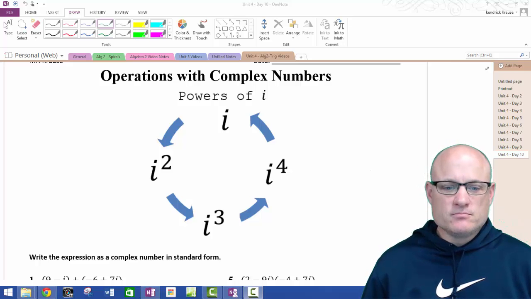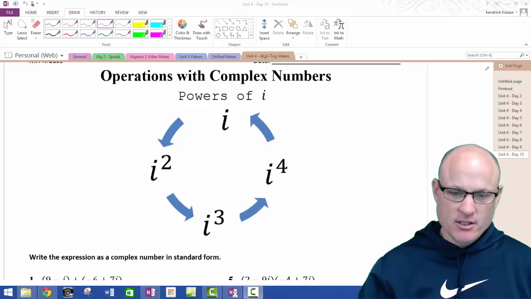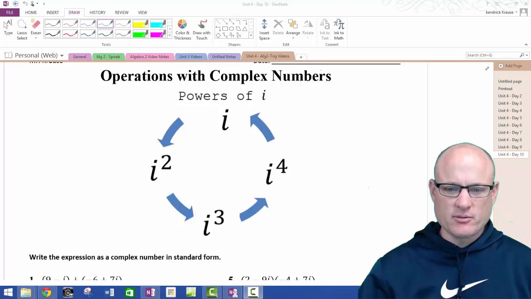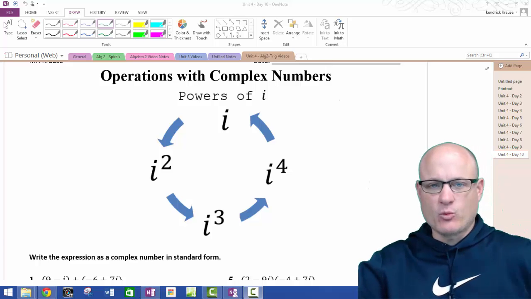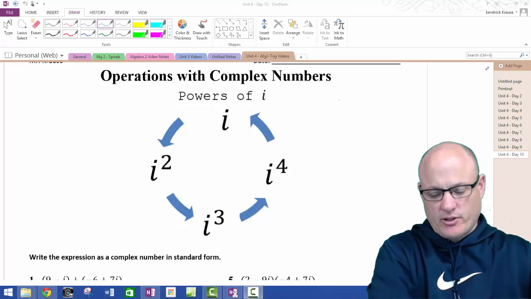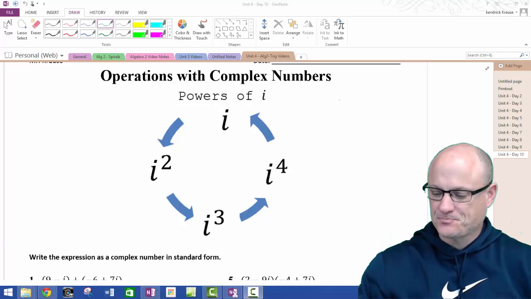Here we go. Operations with complex numbers. Powers of i. This is Unit 4, Day 10. Hope you're ready. Last one. This one shouldn't go too far or go too long, but it should be a little bit complicated, a little bit different. It's a little bit weird, especially if you didn't understand imaginary numbers the first time you were taught it. Hopefully this will make more sense for you.